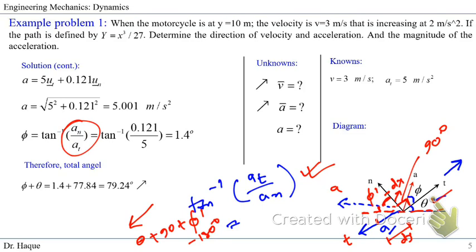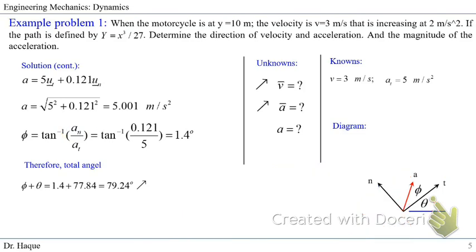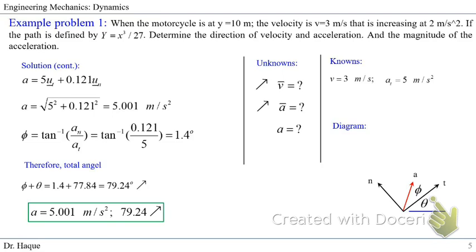If you still need more clarification, you can post a question and I can clarify more. But I guess that's clarified. That's the answer for our angle. So the answer is: the magnitude of the acceleration is 5 meters per second squared, and the angle that the motorcycle makes with the horizontal axis is 79.24 degrees in the upward direction.